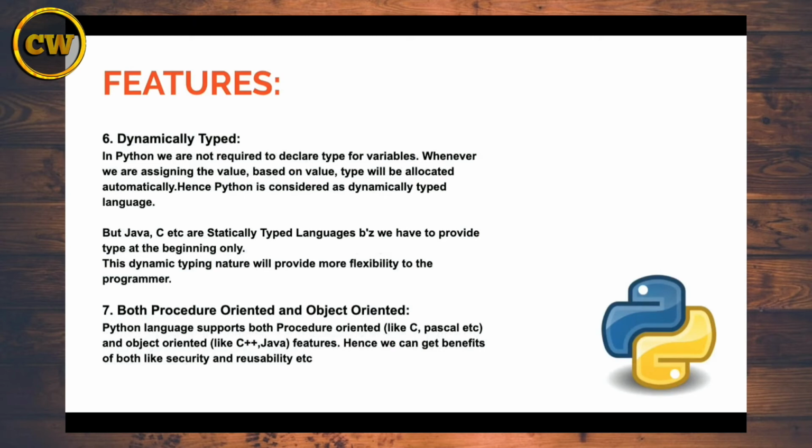See, Java and C are statically typed languages. There is also a procedural oriented language and an object oriented language. Python is an object oriented language. We will get to know about procedure and object oriented languages in the next video.